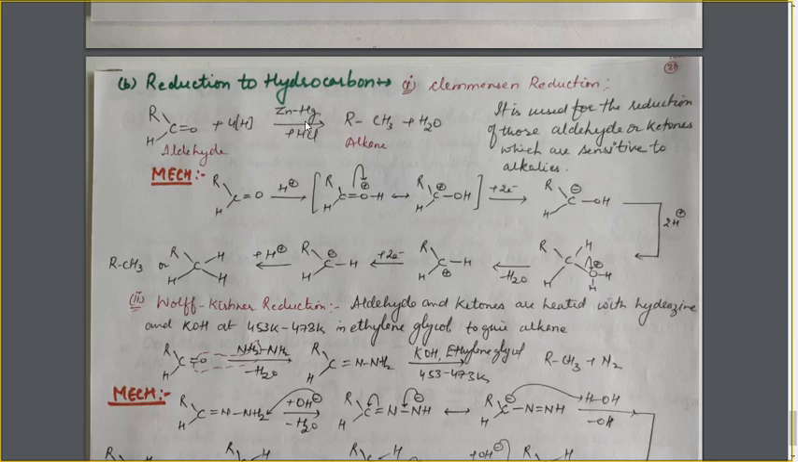What is this zinc amalgam? Amalgam is simply a mixture of any metal with mercury, an alloy of mercury with any other metal. That is amalgam. So aldehyde or ketone, when treated with zinc amalgam and HCl, will get directly reduced to the alkane.